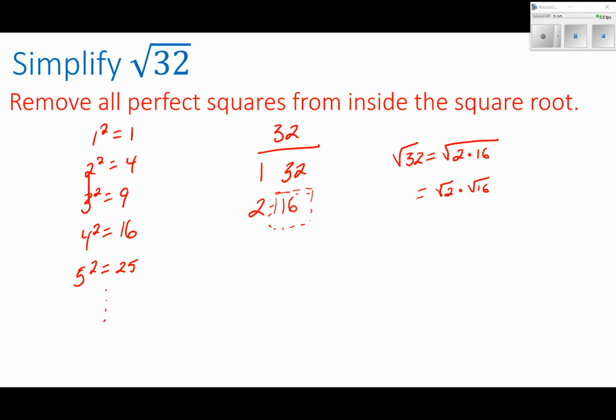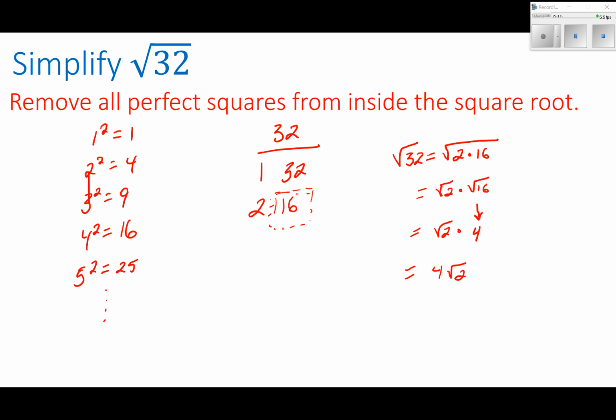And the whole reason I'm doing this is because square root of 16 now becomes 4. So I've eliminated that square root symbol from the 16. Square root of 2 stays as square root of 2. There's nothing I can do with that. So my final answer here would be 4 root 2.